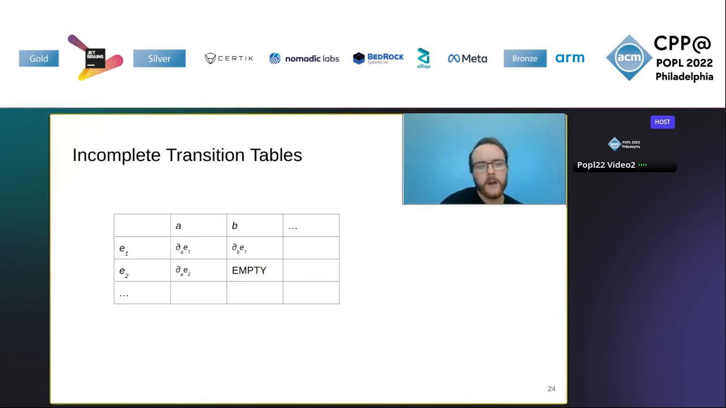Now you might be wondering, what if your transition table is incomplete? You don't formalize Brzozowski's proof, so how do you get around that? And we sidestep this by defaulting back to the on-the-fly regex matching strategy if we ever encounter this empty cell situation.